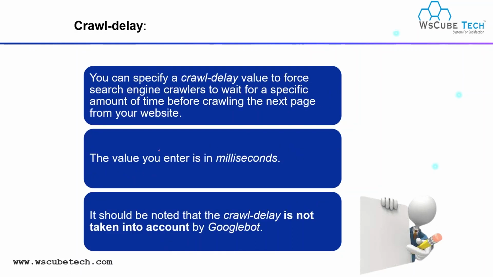Next we have crawl delay. In case of crawl delay, you can specify a crawl delay value to force search engine crawlers to wait for a specific amount of time before crawling the next page from your website. And the value you enter is in milliseconds. It should be noted that crawl delay is not taken into account by Google.